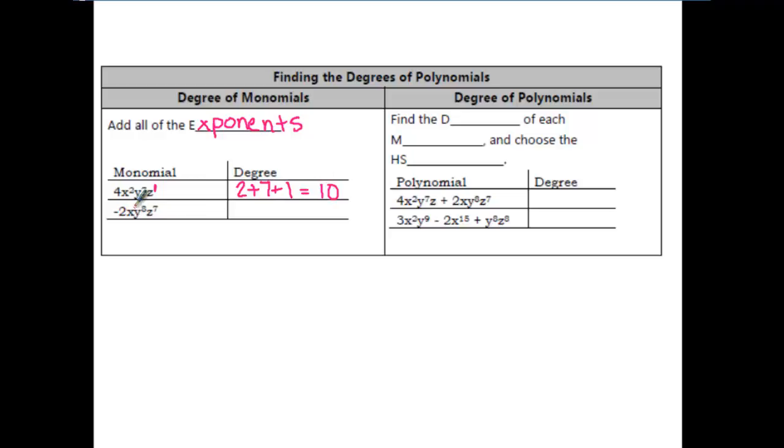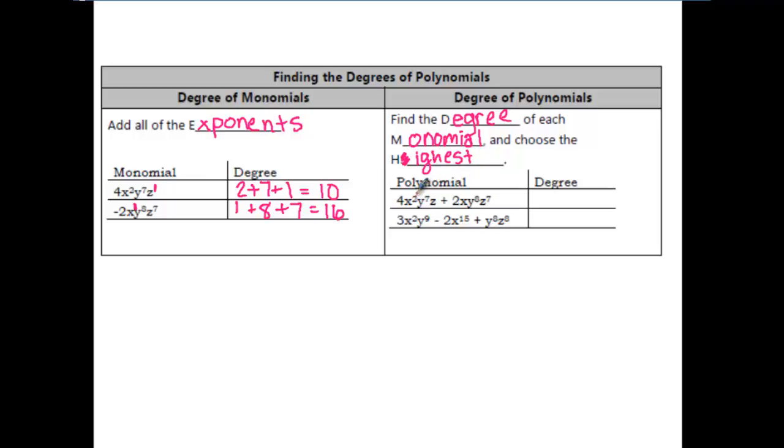Now, if I look at the second one, I have x to the 1st power plus y to the 8th power plus z to the 7th power. 1 plus 8 is 9, plus 7 is 16. To find the degree of a polynomial, where it has more than one term, we need to find the degree of each monomial and choose the highest.